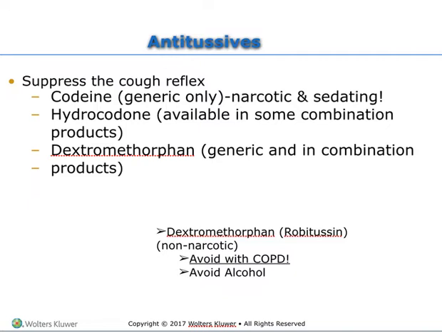What are the adverse effects? They can be drying on the mucous membranes. They can cause central nervous system effects, GI upset, and they should not be used with MAOIs. The ones that I want you to be familiar with are listed on this slide. You've got codeine. Codeine is a narcotic antitussive and it will cause sedation. Hydrocodone is available in a combination in some products, and again, it's a narcotic and sedating. Dextromethorphan is available over the counter. It is Robitussin, super common, but we don't want to use it with people that have COPD, and we want to avoid all of these and taking alcohol at the same time, okay?